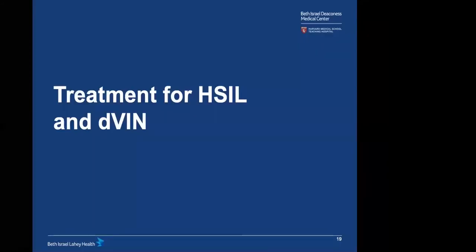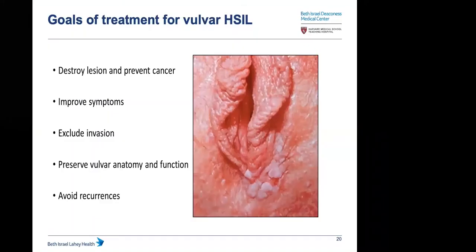So we'll move along to the treatment for HSIL and differentiated VIN. The goals of treatment for vulvar HSIL include the desire to destroy the lesion and prevent cancer, because again, we know that vulvar HSIL can progress to cancer in up to 9 to 10% of cases. We want to improve their symptoms. So if they're having significant itching or pain, dysuria, we want to address that lesion to improve these symptoms. We want to exclude invasion because occult invasive cancer can be present. Preserve vulvar anatomy and function, and then avoid recurrences.